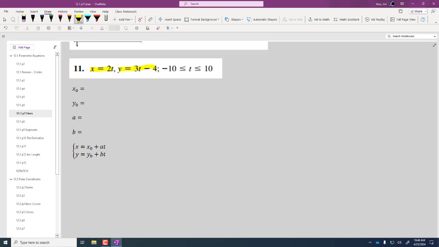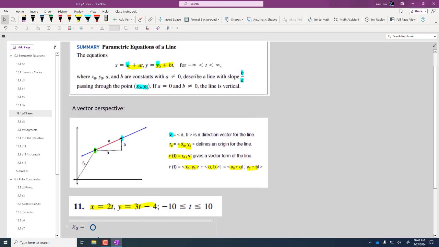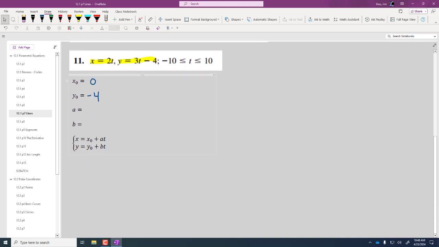So we have a couple of things we could do. We could say x sub 0 is the constant from the x, which is 0. Y sub 0 is the constant from the y, which is -4. A, which one does A come from? So if we come back up here, remember that the A is the slope here. So its slope is change in y over change in x. And the A is in the bottom, so the A comes from the x, the B comes from the y. So A comes from the x, so that's going to be a 2. B comes from the y. So we have that.